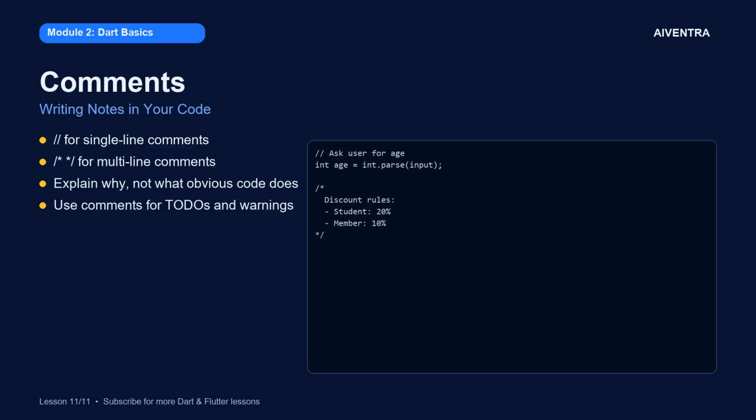Comments are notes inside your code that the computer ignores, but humans read. They help you and your team understand why code exists and how it should be used. In this final lesson of Module 2, we learn how to write effective comments in Dart.